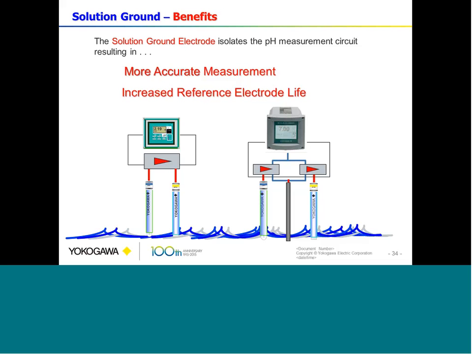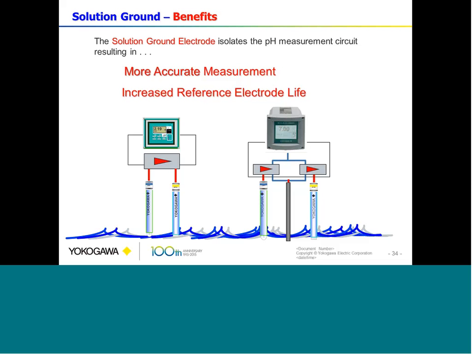Well, when they finally got around to using two differential high impedance inputs, meaning it measures high resistances and high impedances on both sides, and putting a solution ground as a common point in between, it eliminated the effects of the process on the reference electrode, and they instead would go through the solution ground. So that was a big plus.